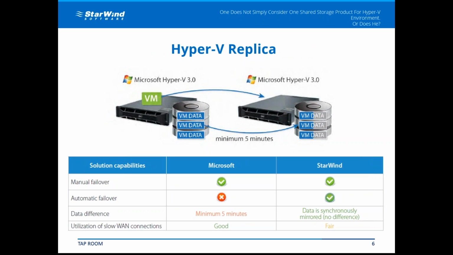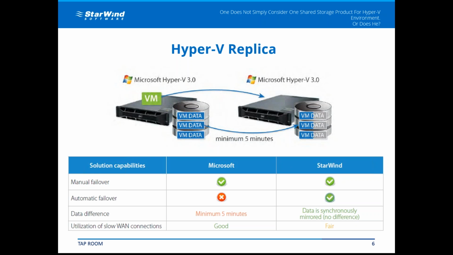Move to the next slide. Hyper-V Replica. This part is actually short. Everything's straightforward here. Hyper-V Replica ensures effective virtual machine disaster recovery. It enables virtual machine replication and manual failover in case of sudden server breakdown on the primary side. However, it does not deliver automatic failover, and data is asynchronously replicated with a minimum of 5 minutes interval.